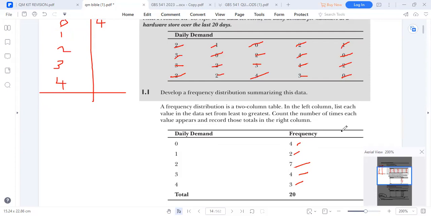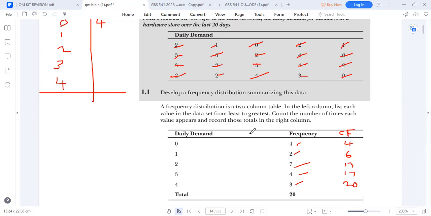That is our frequency. Cumulative frequency is adding on. So the 4 here can come. You add on to that, get a 6. Add to the 7, we get a 13. Add to the 4, we get a 17. Add 3, we get a 20. So this is the cumulative frequency. Are we following? Relative means subject to the total. So 4 out of 20 is the relative frequency, which is 0.2. 2 out of 20, 0.1. 7 out of 20, 0.35. 4 out of 20, 0.2.